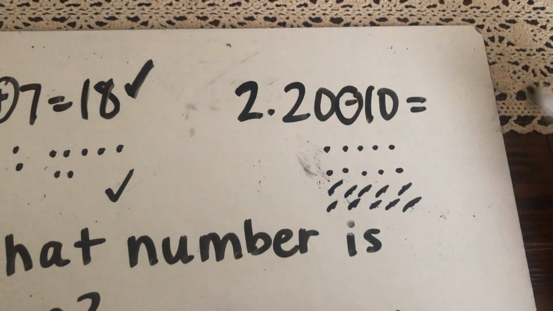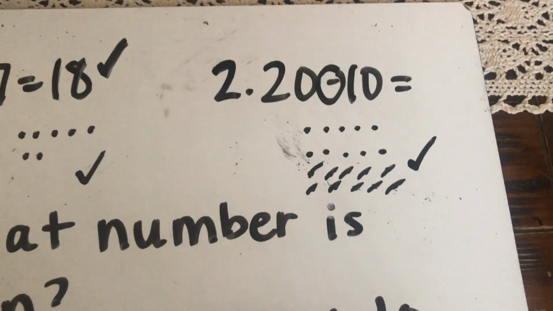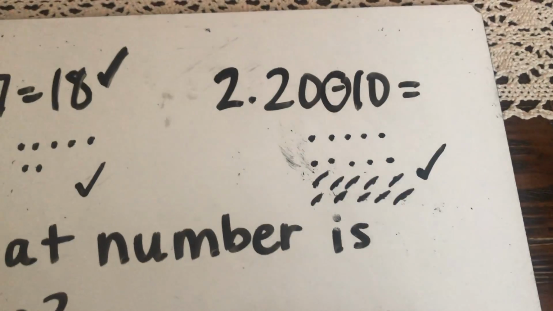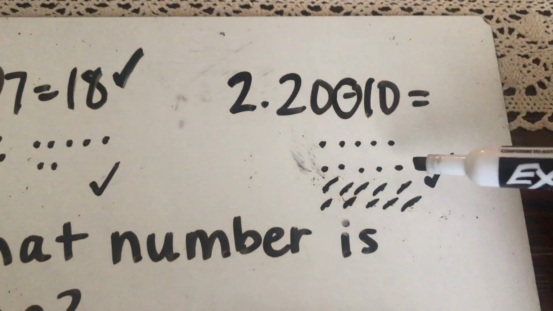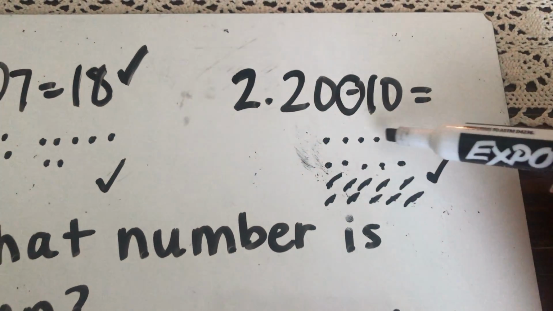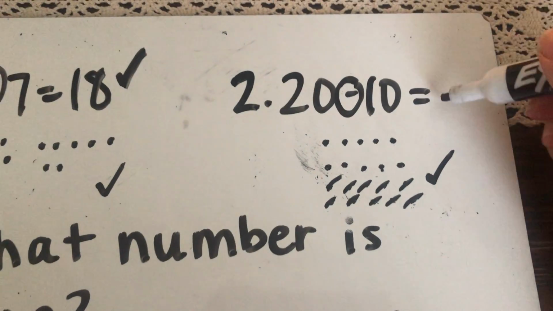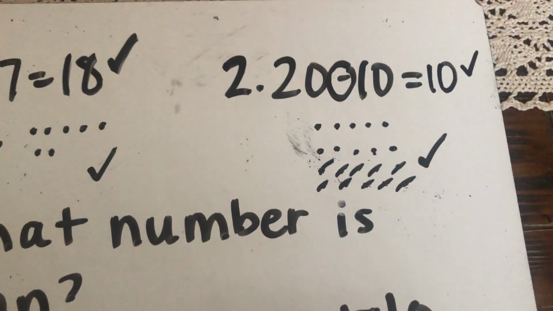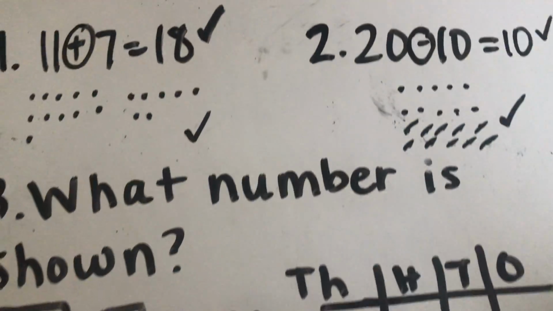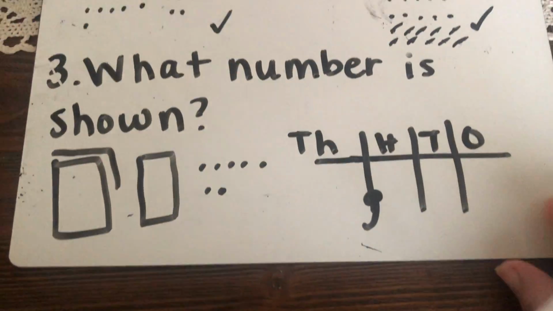Okay, now let's see how many I have left. Before we do that, if you practiced that strategy of drawing a picture, go ahead and give yourself a check with your colored writing utensil. All right, let's see how many we have left. 1, 2, 3, 4, 5, 6, 7, 8, 9, 10. Our answer is 10. If you got 10 for your answer, give yourself a check. So right now you could have 4 checks. All right, and let's move on to number 3.